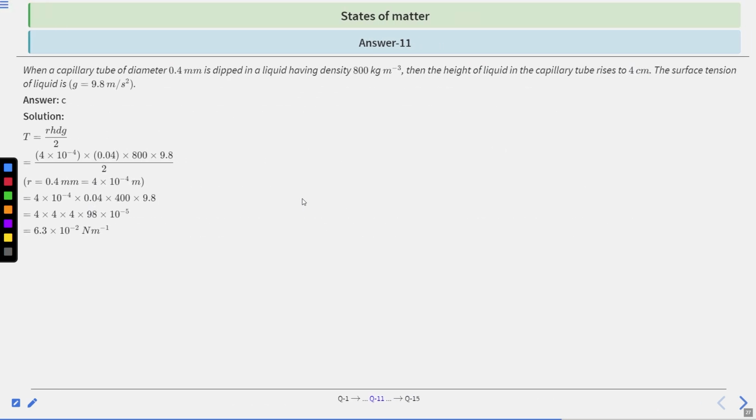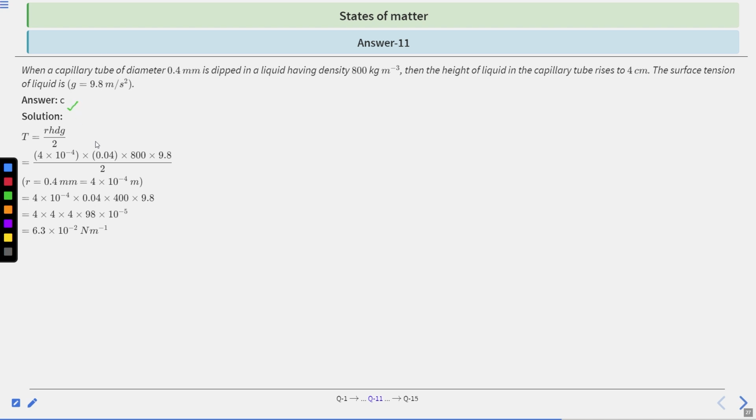Okay, so the correct answer will be option C. So this is the solution. The surface tension will be equal to rhdg by 2, where r is the radius given here, h is the height of the liquid in the capillary, d is the density, and g is given here, divided by 2. On putting the values, we found that the surface tension of the liquid is coming out as 6.3 multiplied by 10 to the power minus 2 Newton per meter. Hence, option C is the correct answer.